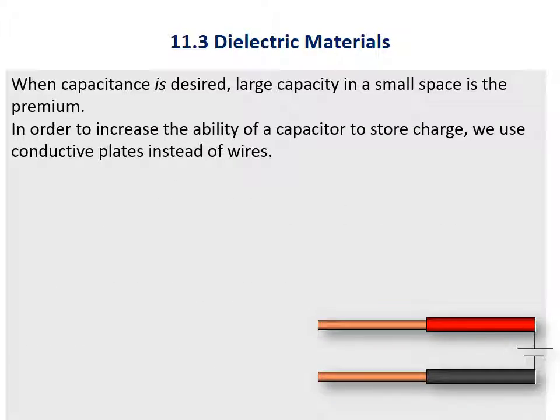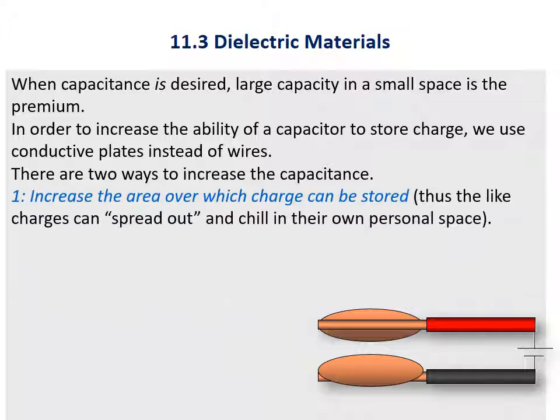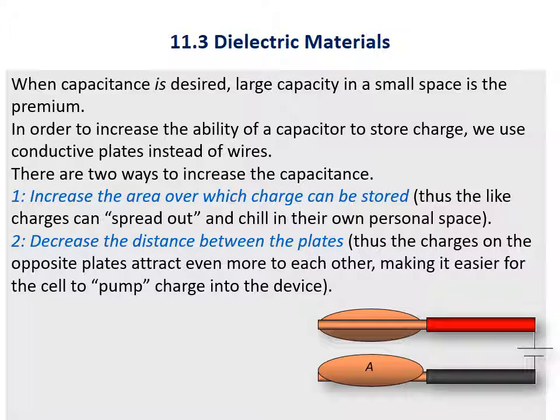So to increase the storage capacity, we use conductive plates instead of wires. We have two ways to increase this capacitance. We can increase the area over which the charge is stored. Thus, the charges can spread out and chill in their own personal space. Or we can decrease the distance between the plates, and this makes it easier for the charges on one plate to be attracted to the other.